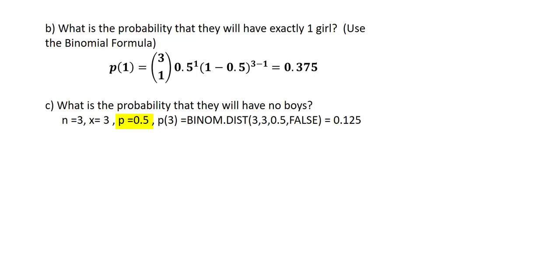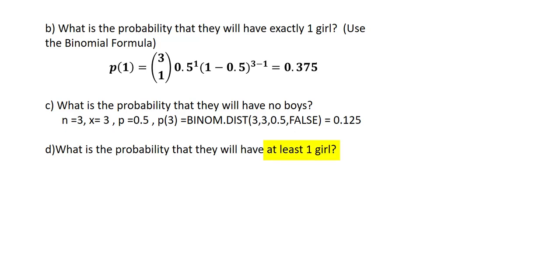So if you wanted to use Excel, I just need to go to any cell in Excel. I will type binom.dist. In the first position, I have my X. In the second position, I have my N. In the third position, I have my P. And I'm putting in false here because it's not a cumulative probability. I just want it as a single point. So I'll put false. And then I hit enter and it returns the probability of 0.125.